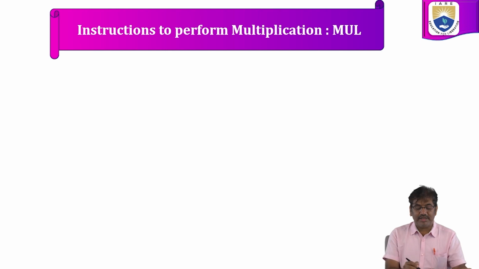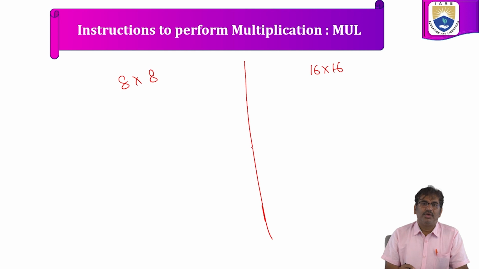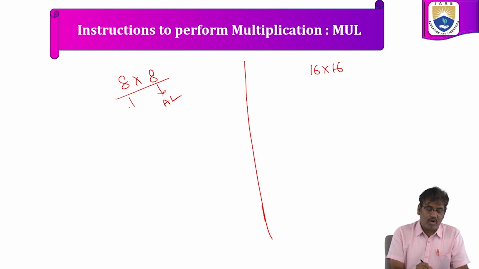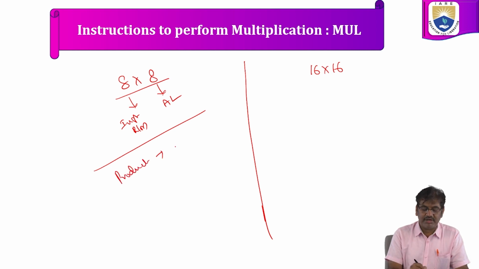Now for multiplication, two cases are possible: either 8-bit by 8-bit multiplication or 16-bit by 16-bit multiplication. When we are doing 8-bit by 8-bit multiplication, one of the operands must be specified in the AL register. The second operand will be specified in the instruction, either in a register or memory location. After multiplying 8-bit with 8-bit, the product is 16-bit. This 16-bit product we can find in the AX register.